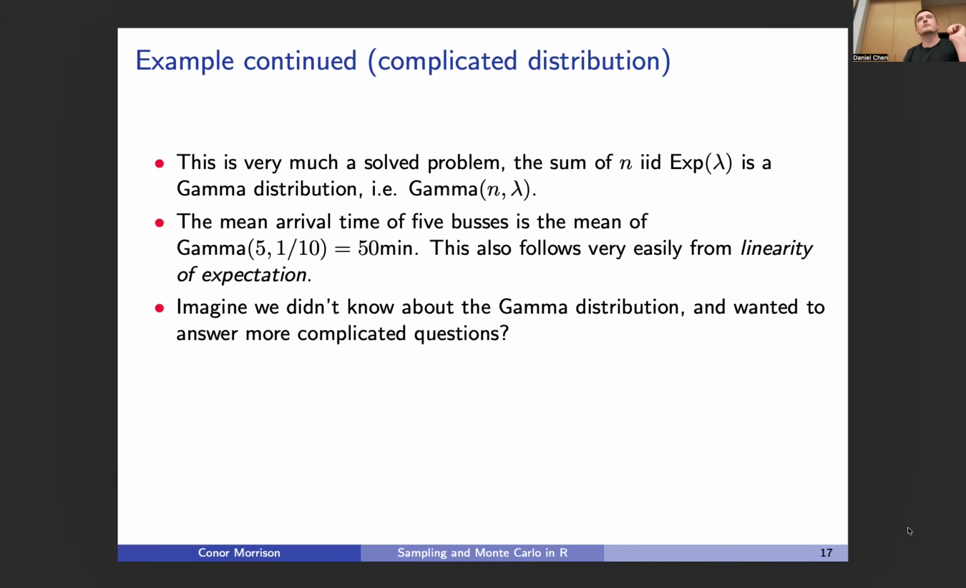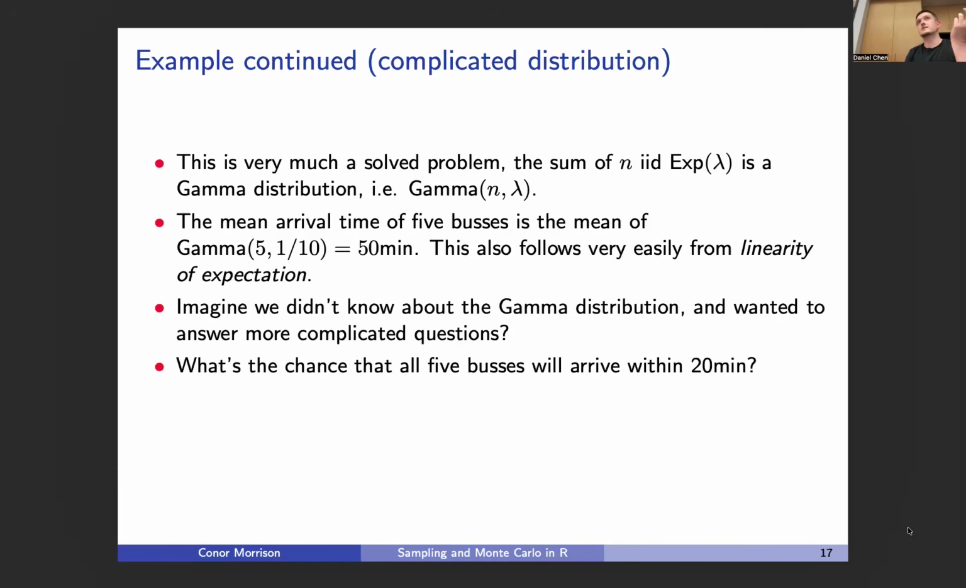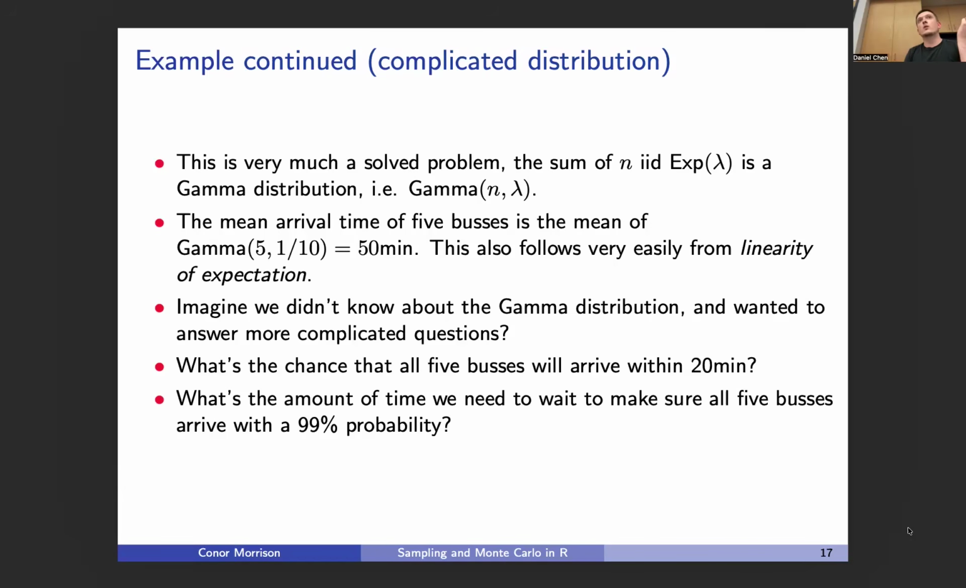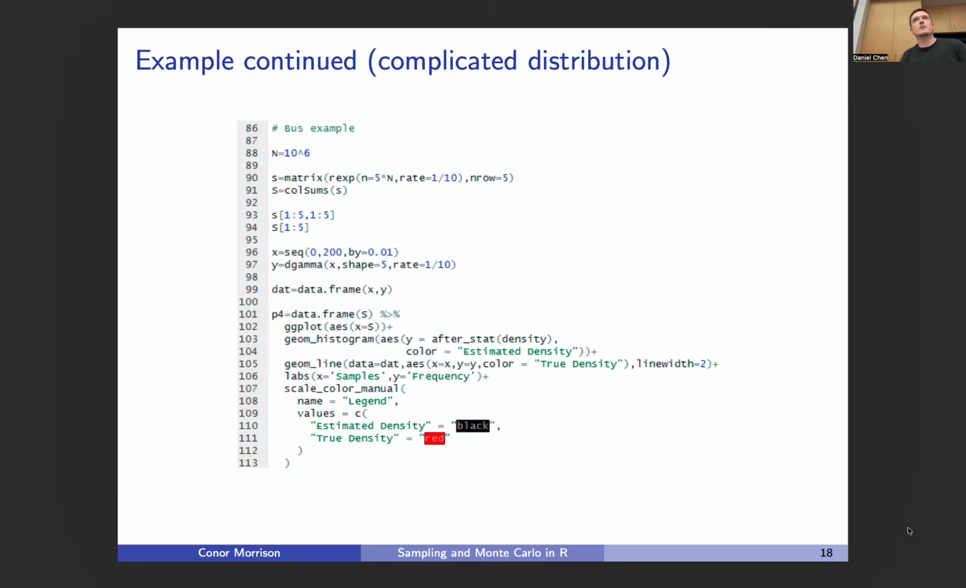But then we're just going to show that you could actually just use R to solve it instead. So what if I want to know what's the probability that all 5 buses arrive in 20 minutes? Or what amount of time do I have to set so that I'm 99% sure that all buses will arrive by this time? So the first of those two questions, you're just calculating the probability of the distribution of all of them together. The second one, it's a sort of quantile estimation problem.